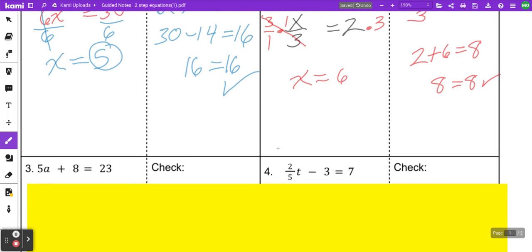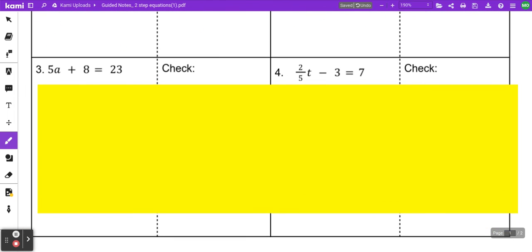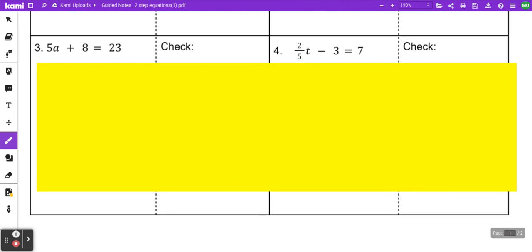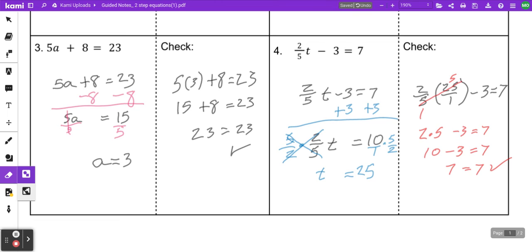All right, go ahead and pause the video. And then try these two on your own to see how you do. Okay, hopefully you paused, you did them. And let's see what you should have gotten. Okay, so with the first one, I got A equals 3. And with number 4, I got T equals 25. If you did not get those, look at my work, see where you might have made your mistake.